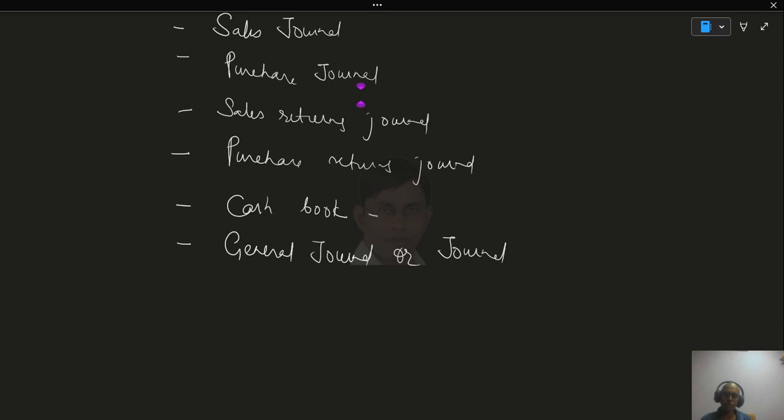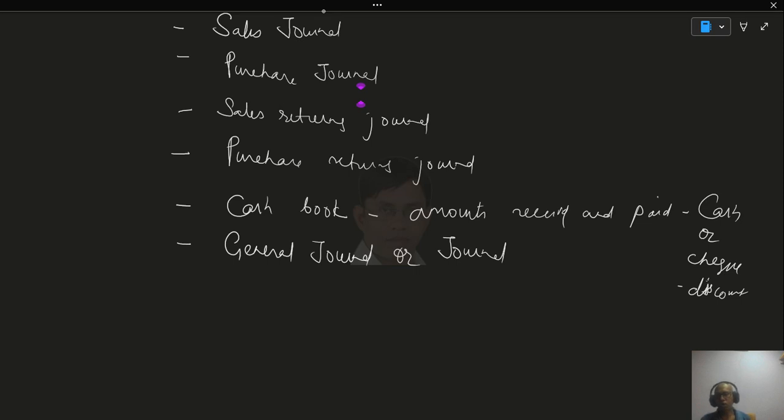In the cash book we record amounts received and paid, whether cash or check. And even the discount column we have learned, how to write the discount column. So we have learned how to record entries in the sales journal, purchase journal, sales return journal, purchase return journal, cash book, and general journal.